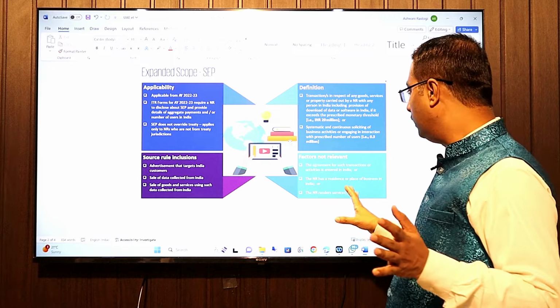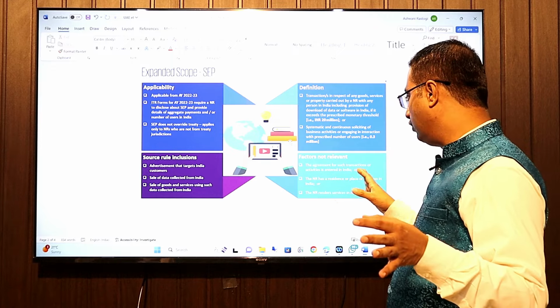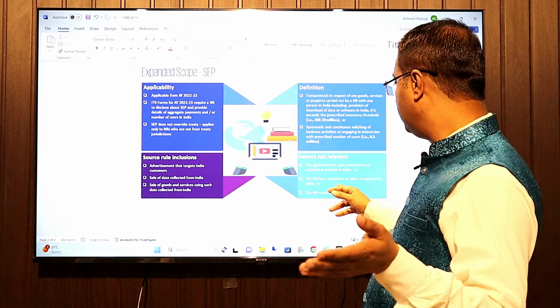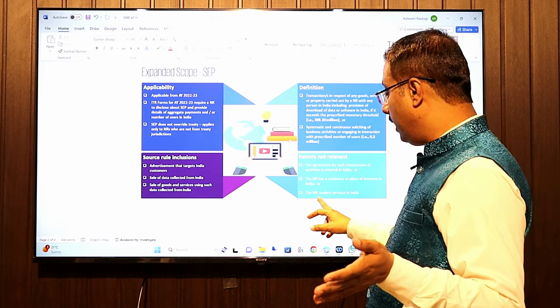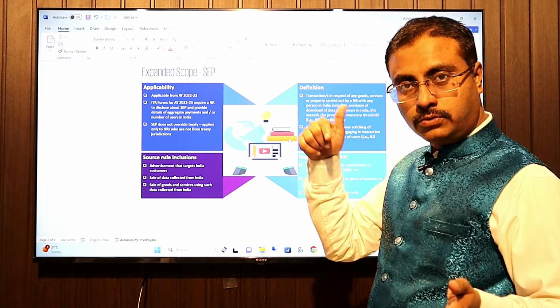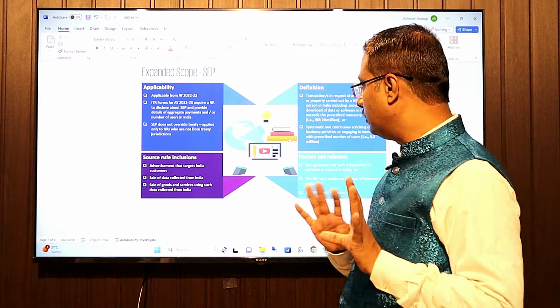So these factors are not relevant: where the agreement is entered, whether in India or outside India; whether I have a residence in India or not. Whether the NRI is sitting outside India or through India, that doesn't matter.